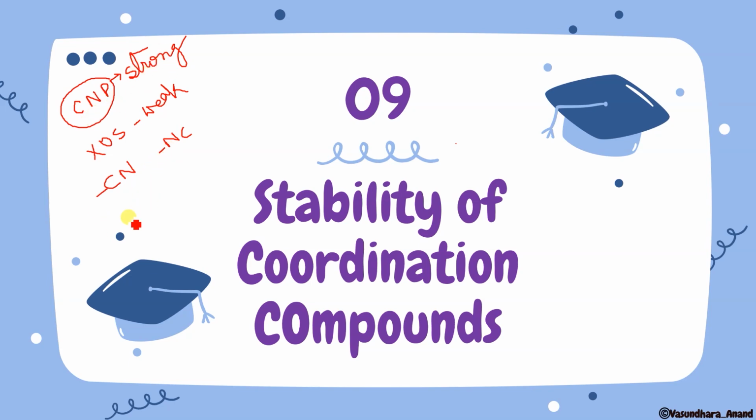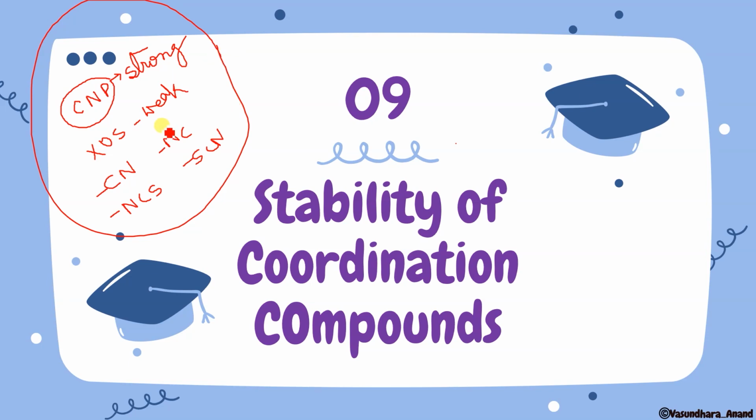Okay. But another example, I'm giving you NCS. This is NCS. And this is SCN. So if nitrogen is the donor atom, then it will be called a strong ligand. But if it is SCN, it will be considered a weak ligand. So I hope you will remember this trick. I forgot to explain this in the previous class.